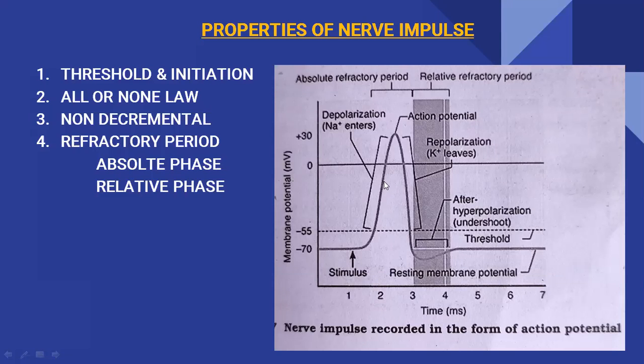But due to this first action potential, what is happening? The condition is reversed. So inside more sodium, outside more potassium are there. Even though the resting potential is having minus 70 millivolts value, the ionic condition is reversed. Outside more potassium, inside more sodium are there.